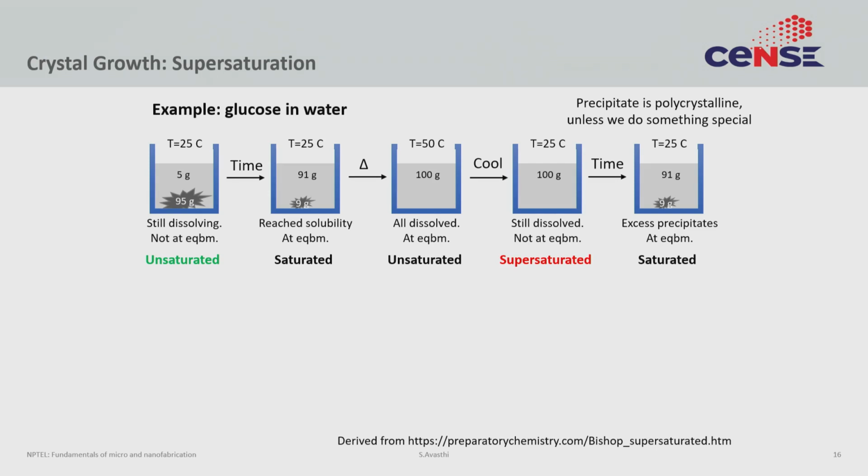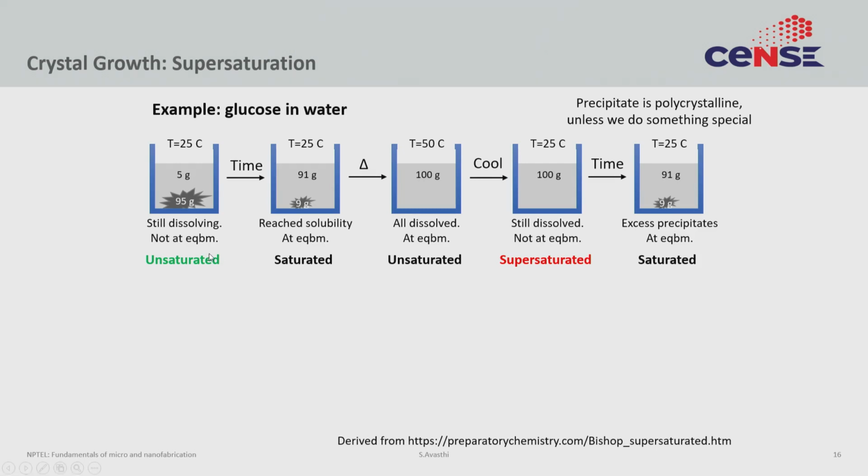In order to understand crystal growth, the most relatable example is something that we are all familiar with, which is dissolution of glucose or sugar in water. So, if you take water and try to dissolve glucose in it, you will form a saturated solution at 91 grams. So, that is the solubility of glucose in water.